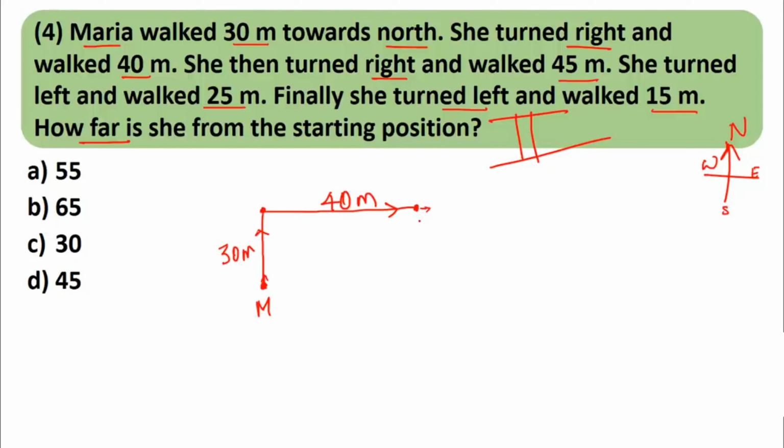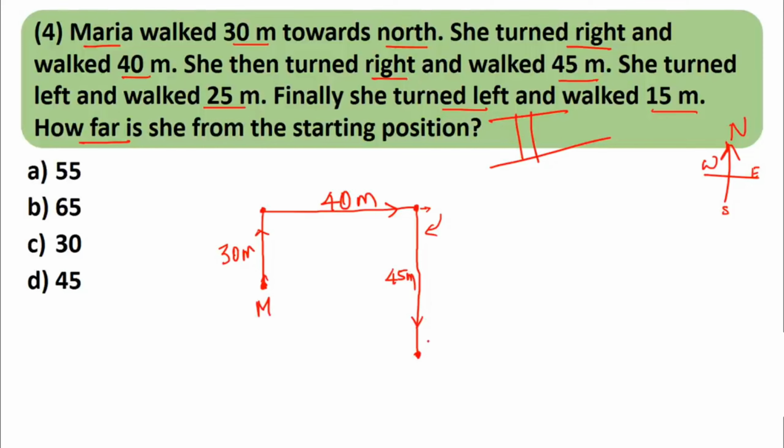Then she turned again right and walked 45 meters. Again she turned right means she is turning to this side. Correct? Right for Maria now will be on this side and she is walking 45 meters. She will go like this and walk 45 meters, right? And now she is facing in this direction, that is south direction.